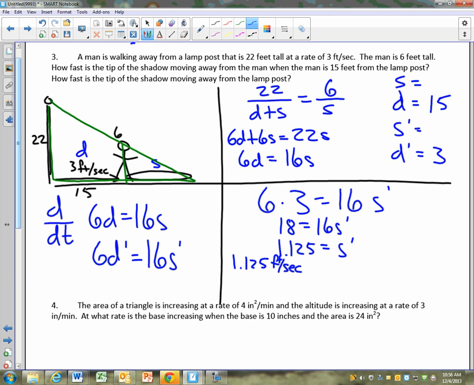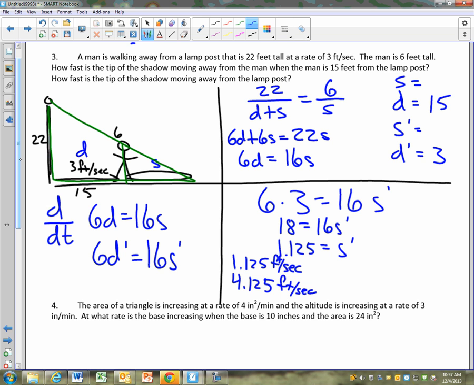So 1.125 plus 3 is 4.125. The 1.125 is the rate at which the shadow is moving away from the man. But because he's moving at a rate of 3 feet per second away from the lamppost, the shadow is moving at a rate of 4.125 feet per second away from the lamppost. It's the whole idea of the airport thing, right?